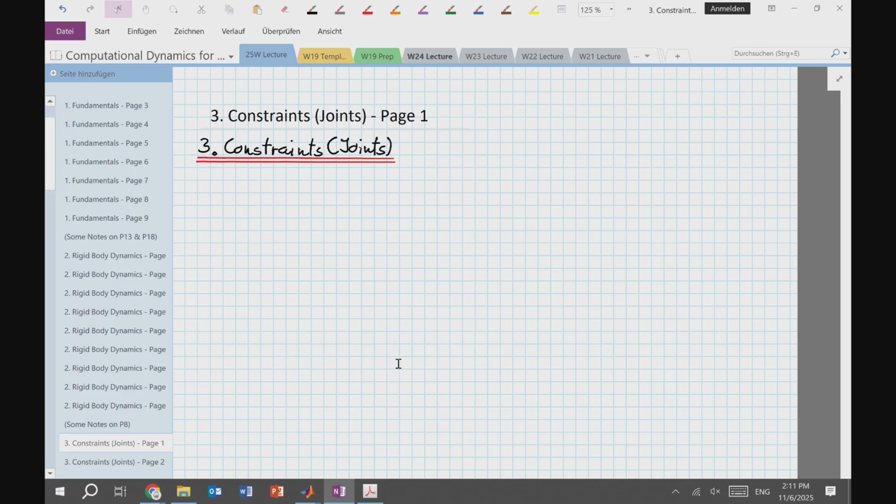And I have a question for you. Maybe we do this with a show of hands: is a joint enabling motion or restricting motion? Who thinks a joint is enabling motion? Who of you thinks a joint is restricting motion? And there are some people who never raised their hands. How come? Just wasn't sure.